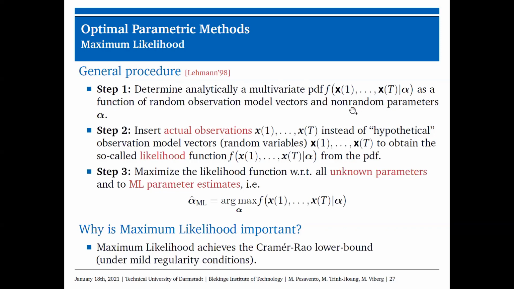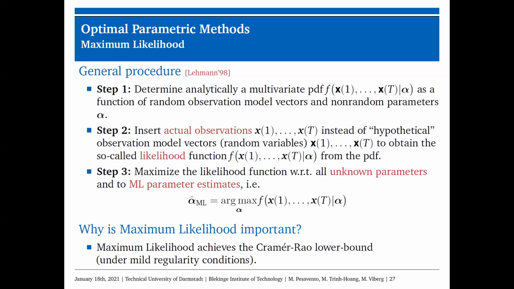Inserting the data samples X of t instead of the random variables gives us the likelihood function, f of X given alpha. And the maximum likelihood estimator is the one that maximizes this likelihood function. This is natural, since this is the value that makes the observed data as likely as possible.